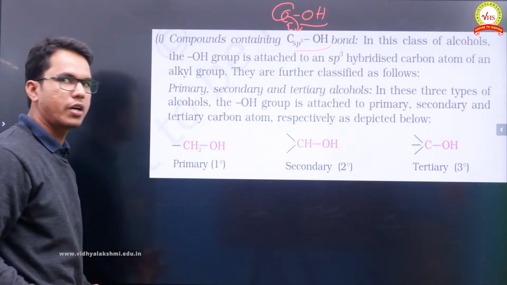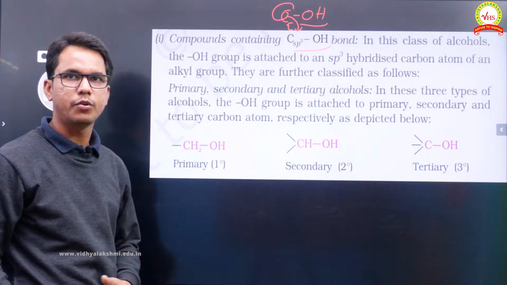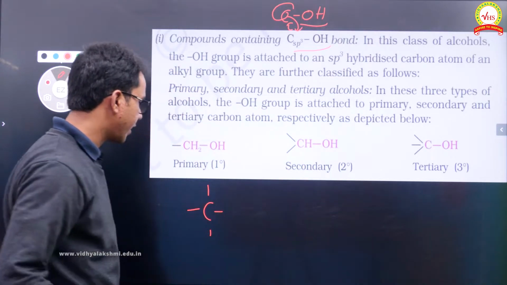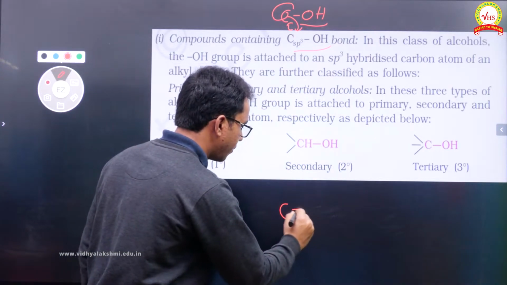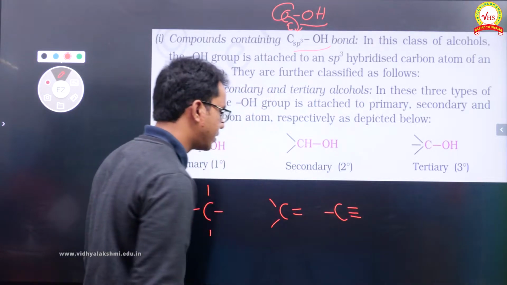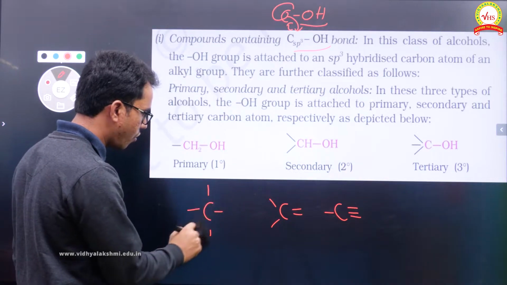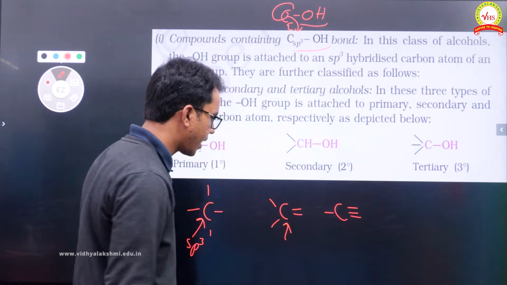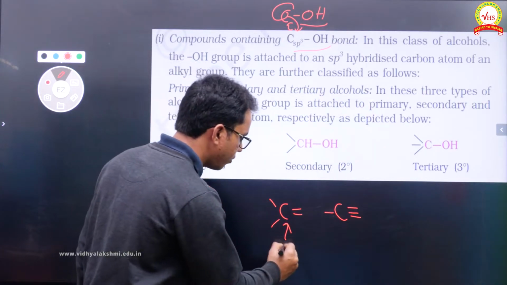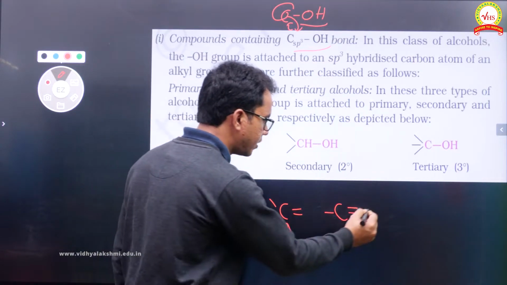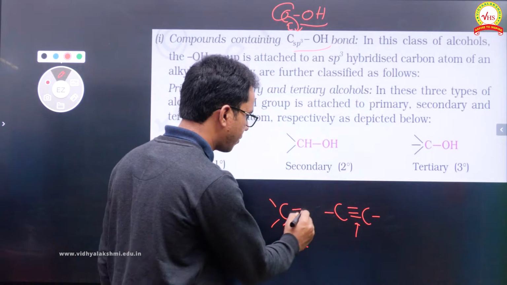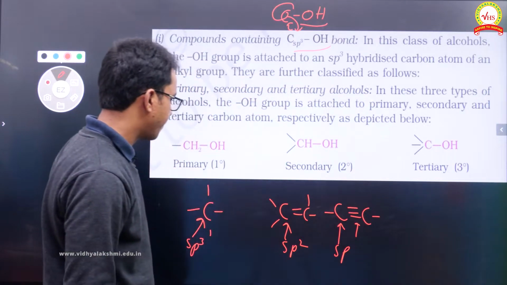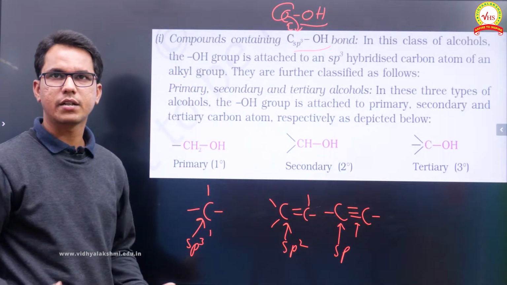If you get confused about which one is an sp3 hybridized carbon, which is sp2 and which is sp, just remember one thing. I am not getting into the technical details of hybridization here, but I'll give you a simple shortcut. If you see any carbon with four single bonds, that will be sp3 hybridized. If we have a carbon with one double bond, it will be sp2 hybridized. If we have a triple bond between carbon and carbon, this carbon is going to be sp hybridized.